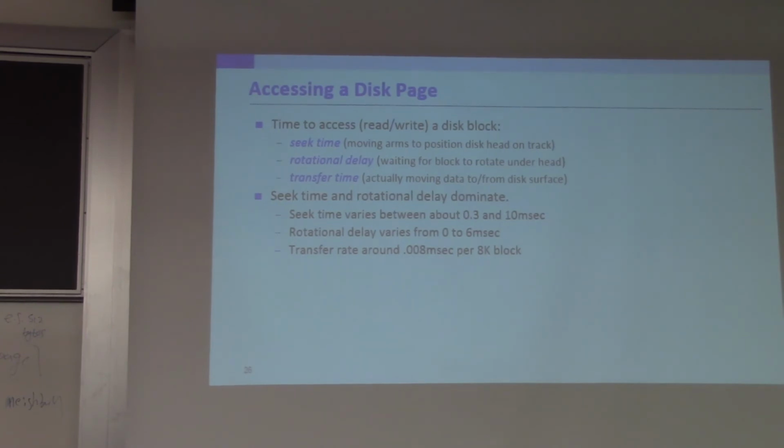So for example, 7,200 RPM. What does that mean? That means you are doing 7,200 rotations per minute. So how long does it take for you to do one rotation? How do you do that calculation? Somebody tell me. Get the circumference and you use this.